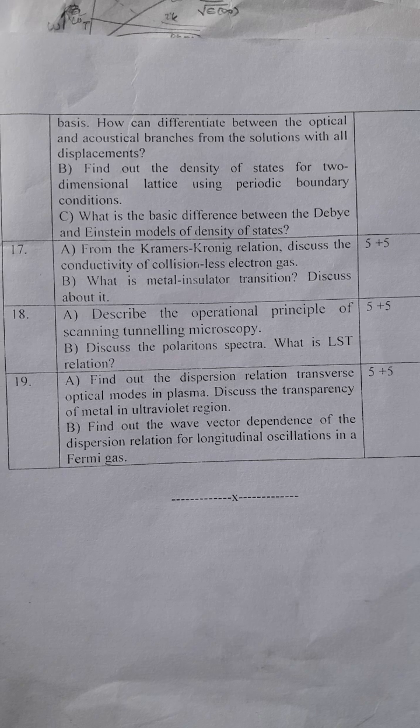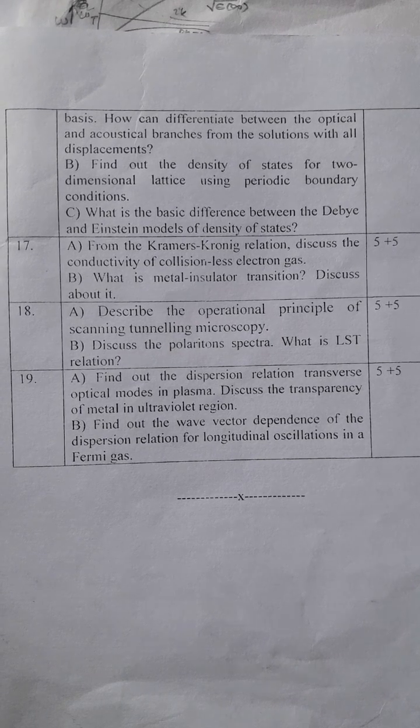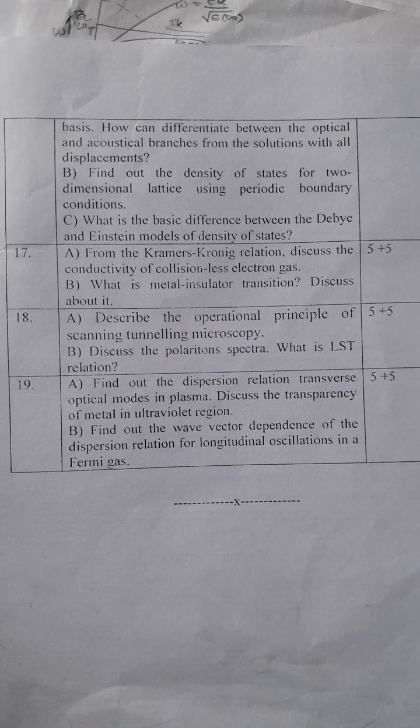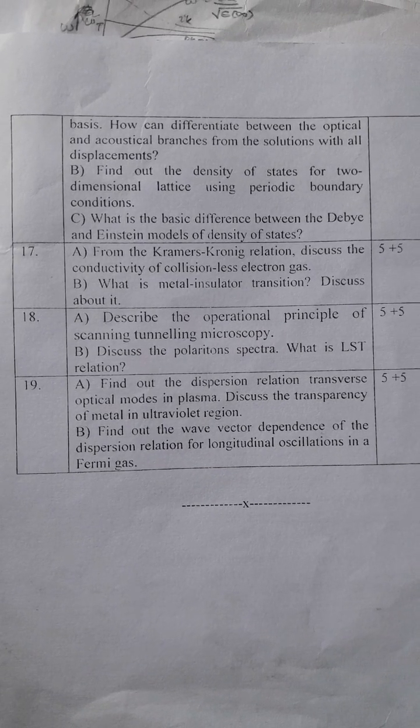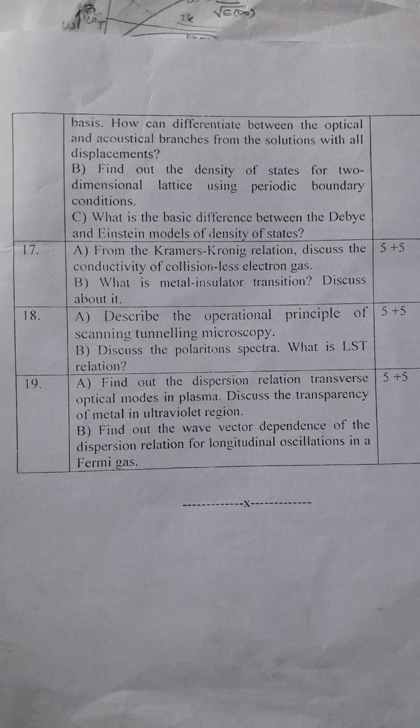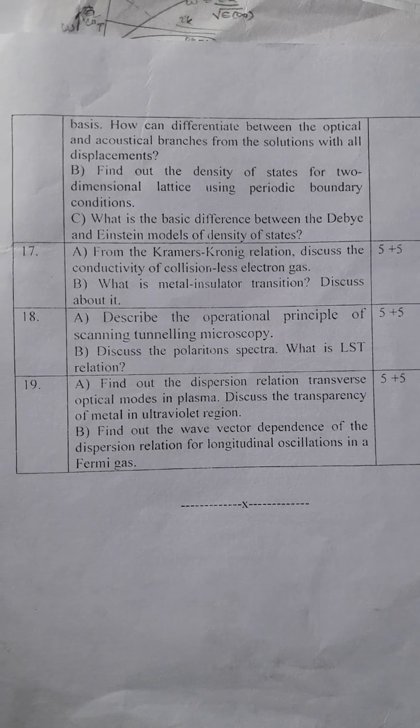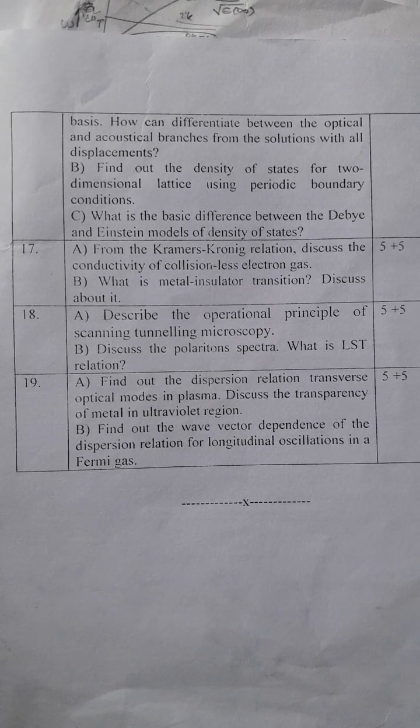Find out the density of states for two-dimensional lattice using periodic boundary conditions. What is the basic difference between the Debye and Einstein models of density of states? From the Kramers-Kronig relation, discuss the conductivity of collision-less electron gas.